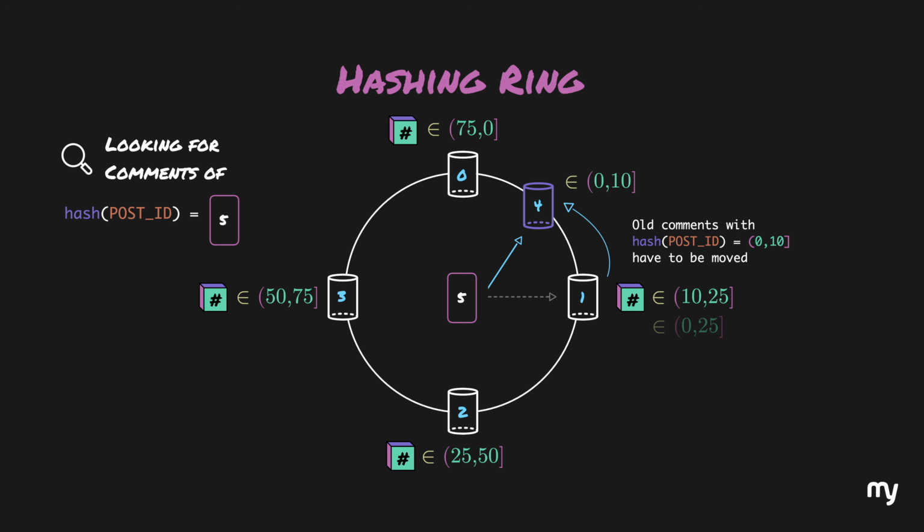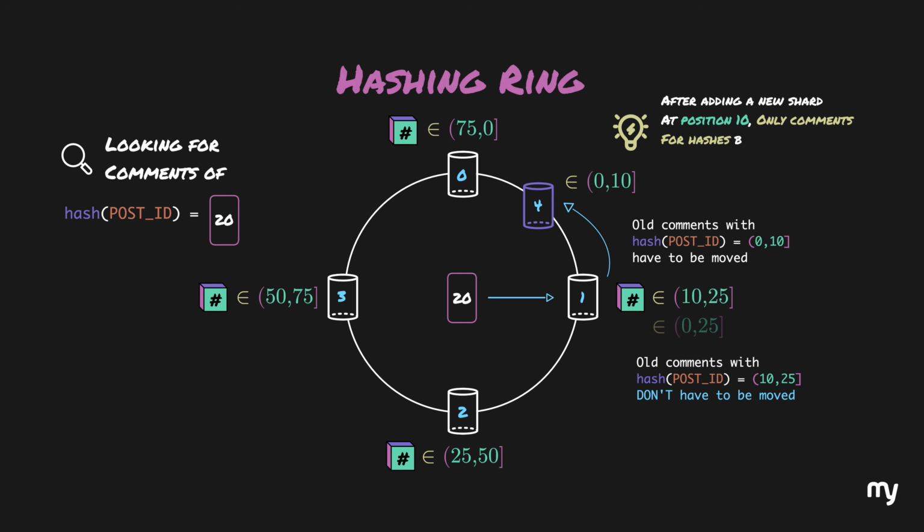However, if we were finding comments of a post with a hash of 20, we would still find it in database number 1. Meaning, this key and its data do not have to be moved. So after adding a new database server, we only have to move the comments of the posts with hashes between 0 and 10.